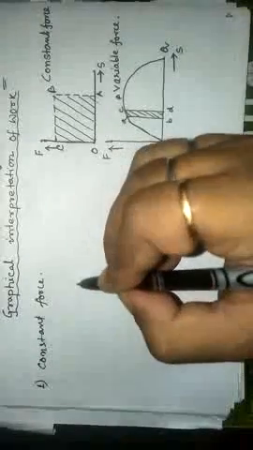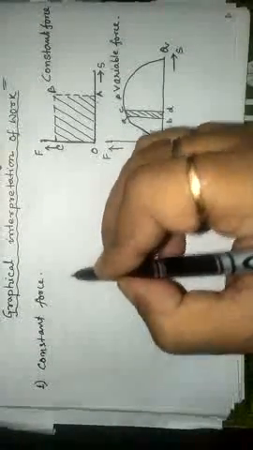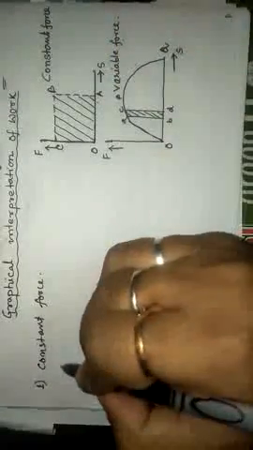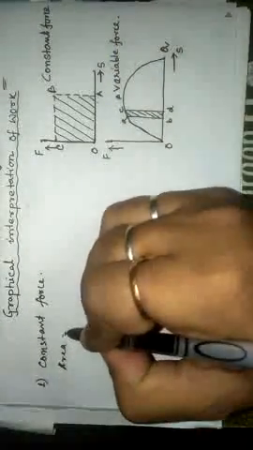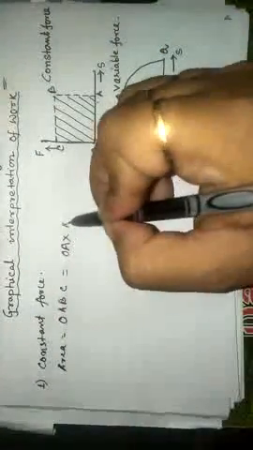Now let us take one example. First one is, remember, for constant force. So let us find out work done by a constant force. Here the force and displacement graph for a constant force is shown in the figure. Then let us write the area of the graph. The area of the graph OABC is OA into AB.